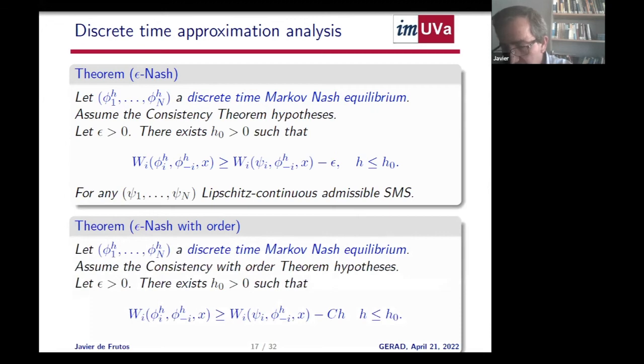And under the hypothesis of the consistency theorem with order, we have that we can do that exactly with order one, where this epsilon can be made proportional, or the h can be made proportional to the epsilon. Okay, this is the main result of the problem.